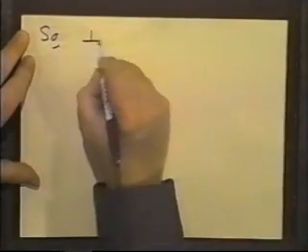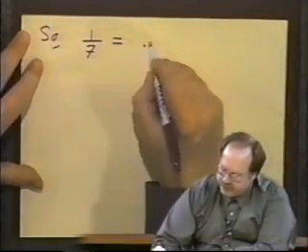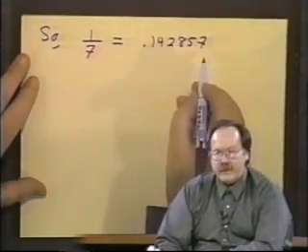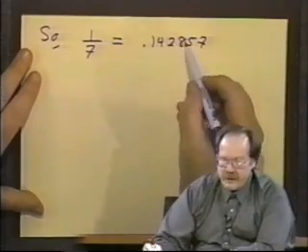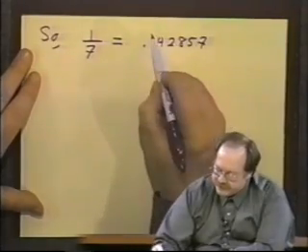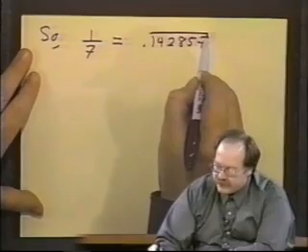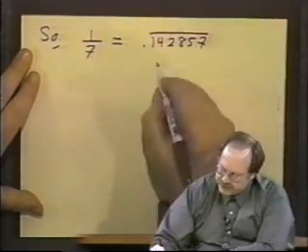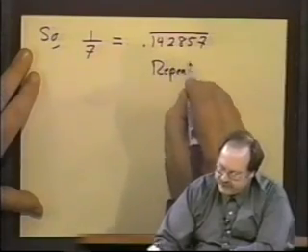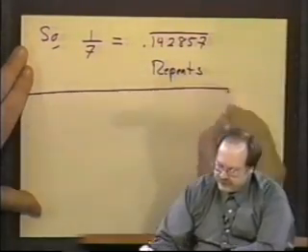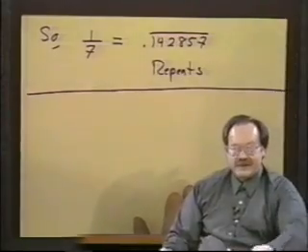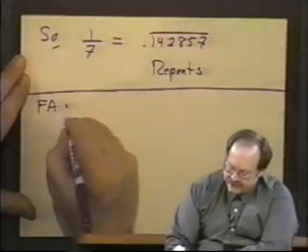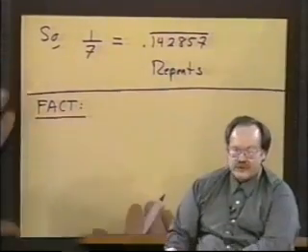So 1/7 is equal to 0.142857, and then that repeats forever. Now you may remember a compact way of saying that that repeats forever is to put a bar over those 6 numbers. That means that this just continues to repeat. So once again, we have that this repeats. Well, that's only 2 examples, but that certainly does suggest something. In fact, the following fact is true.